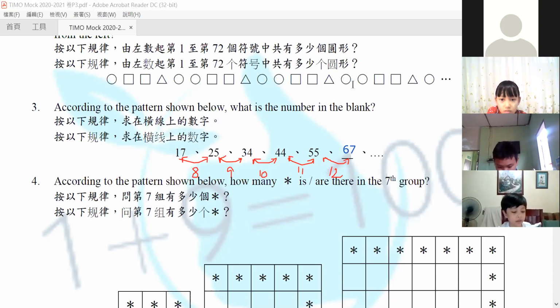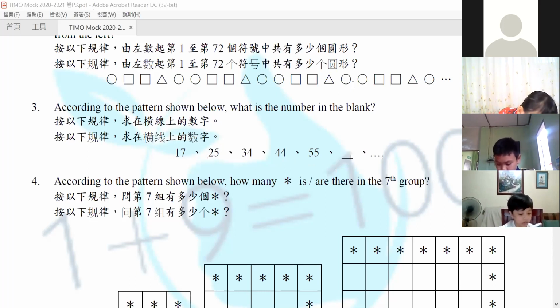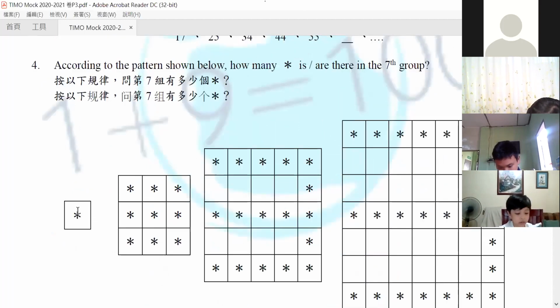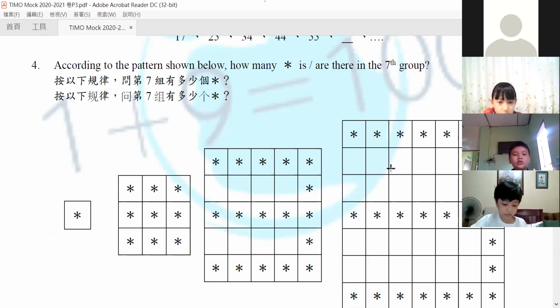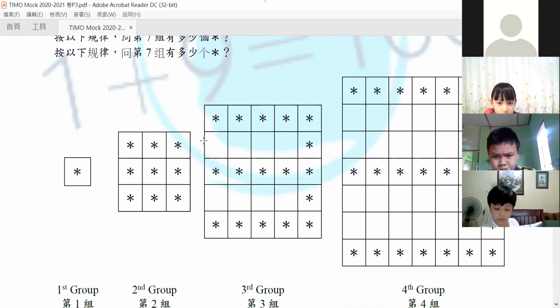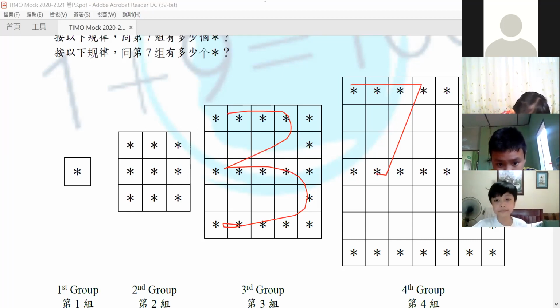Now let us go to question four. Question four is a pattern of graphs. We know that the first graph is one star, and the second graph is nine stars. After we see the third and the fourth, we know the pattern. The pattern is a very big three, right?